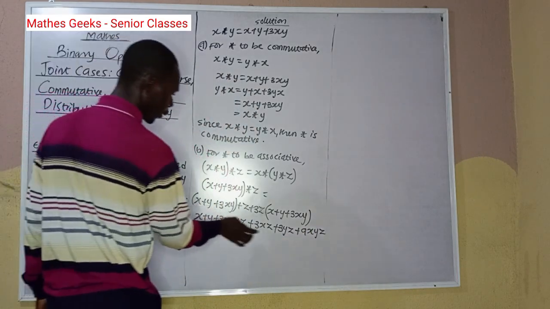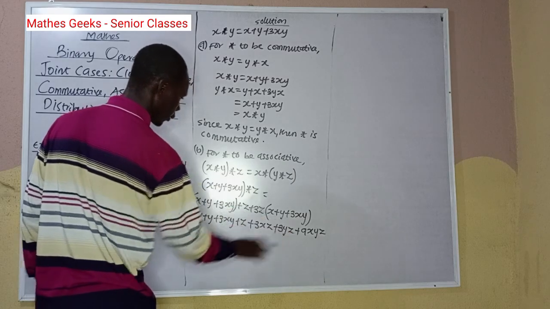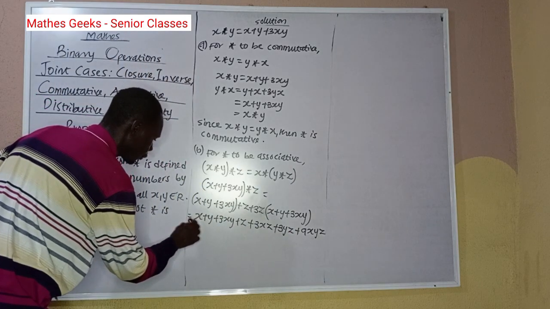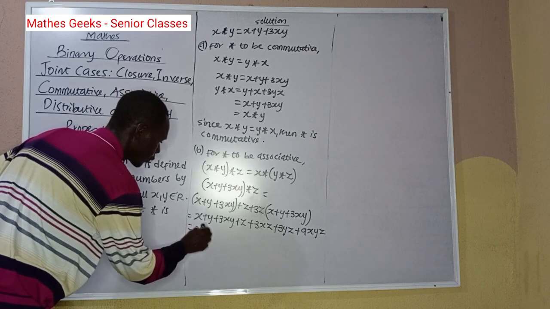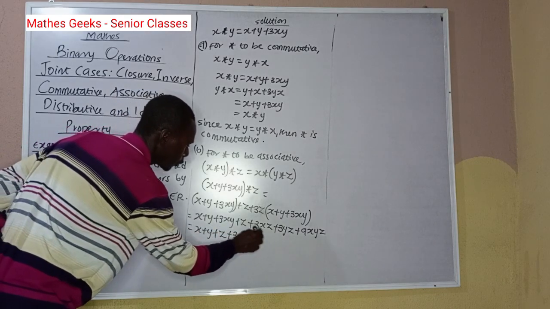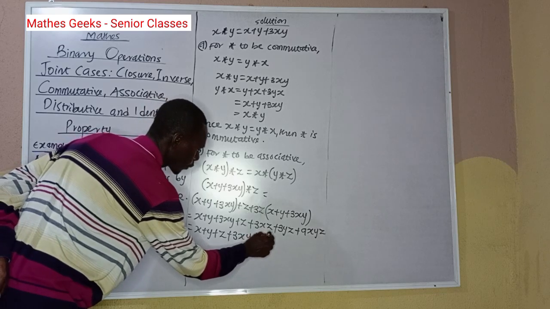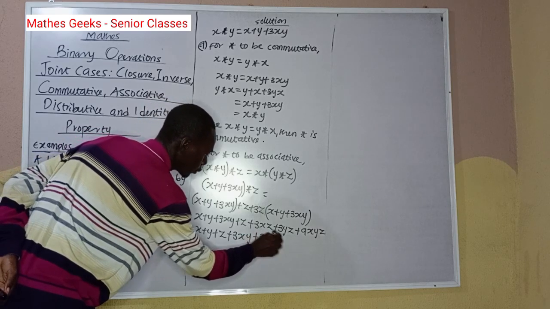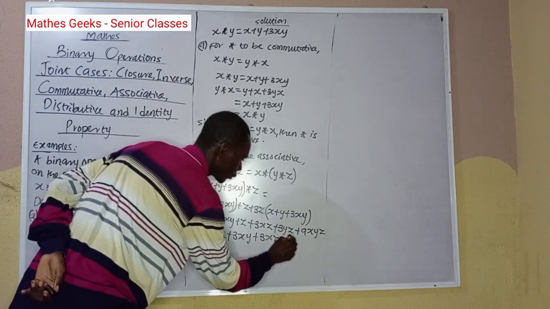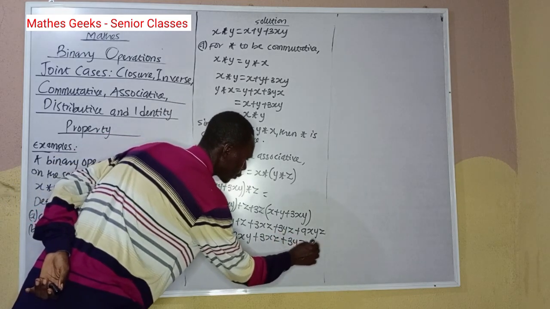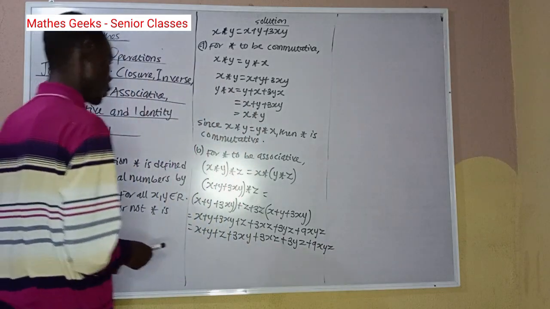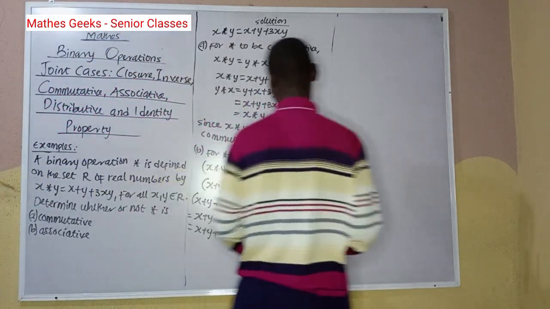Let's see if we can add up like terms. We have 3xy, 3xz, 3yz. They are not like terms, so this will be equal to x plus y plus z plus 3xy plus 3xz plus 3yz plus 9xyz. So let's work on this part.